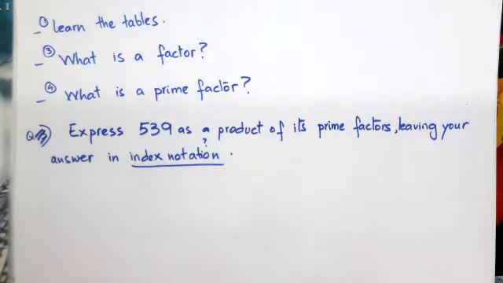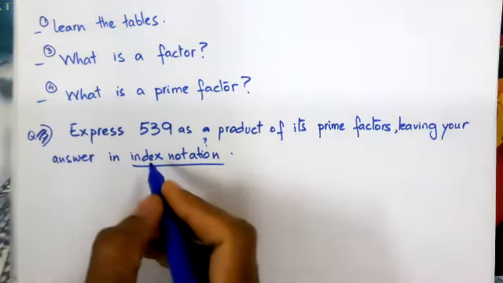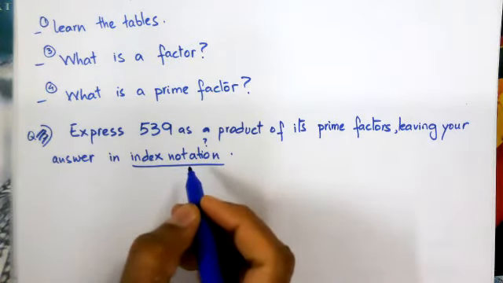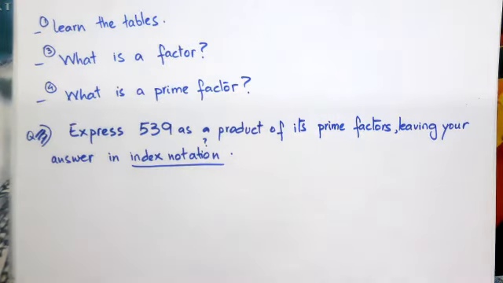Okay, Umar, you want to tell me what index notation is? Index notation, like in the answer of numbers, is like 4 square multiplied by 3 to the power 4.